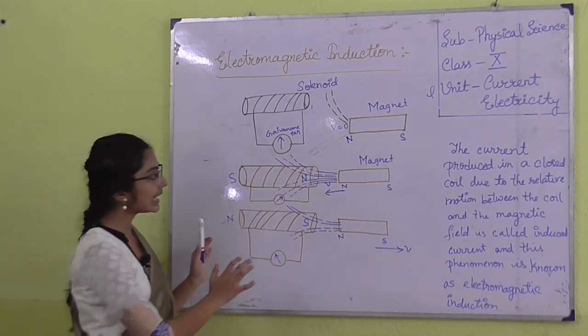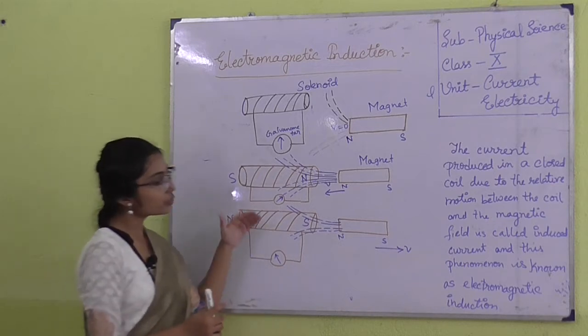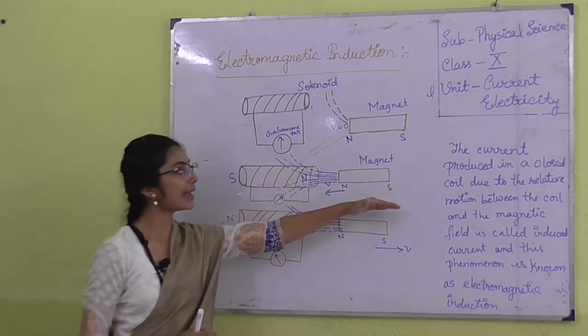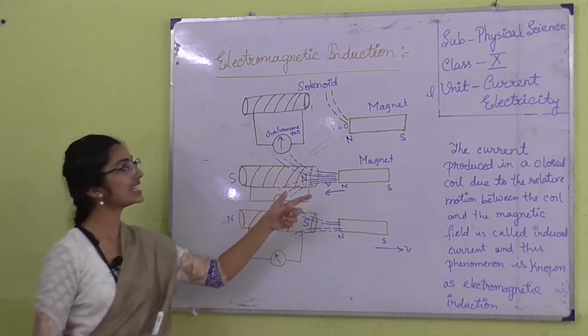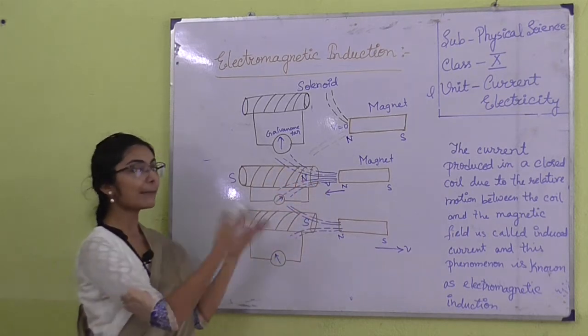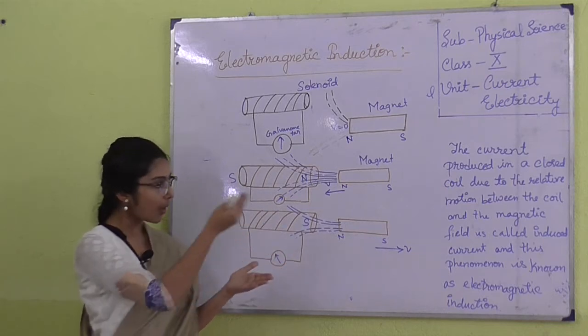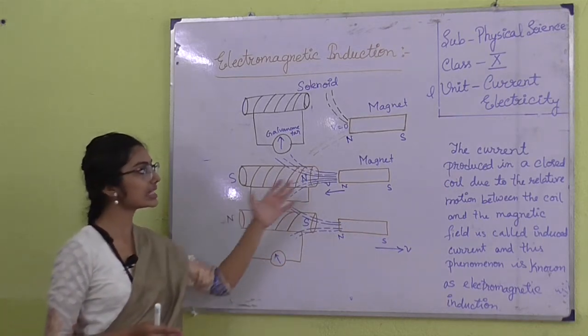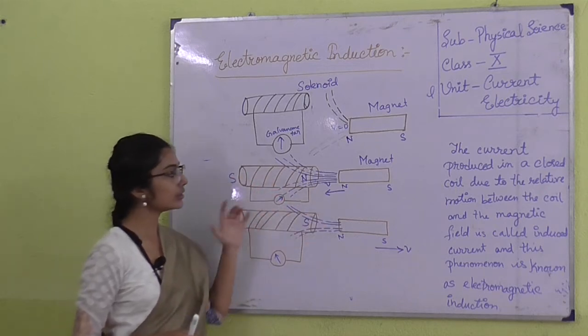Okay. In the next case, we are moving the magnet away from the solenoid. Here we moved the magnet towards the solenoid, and we can see more magnetic flux is produced. So to oppose it, more EMF is also produced. The opposing force, the EMF, is also more.